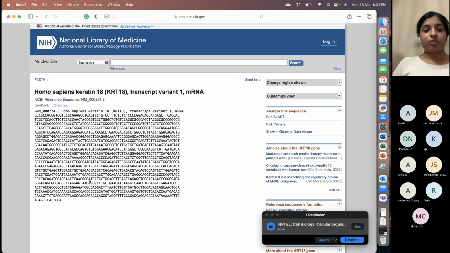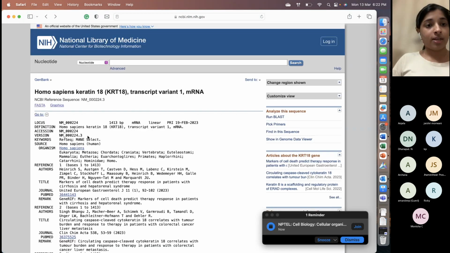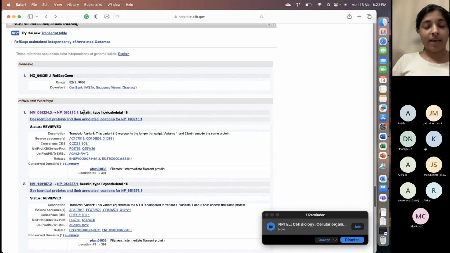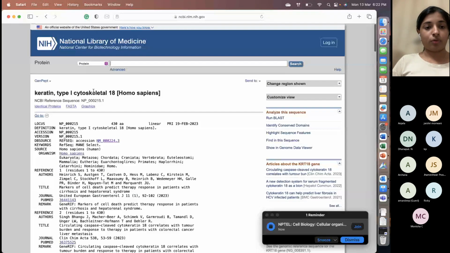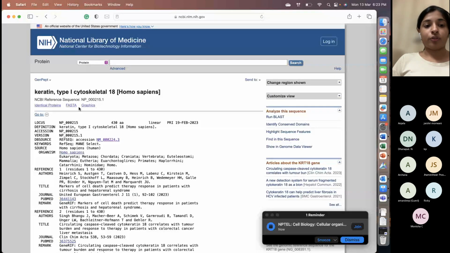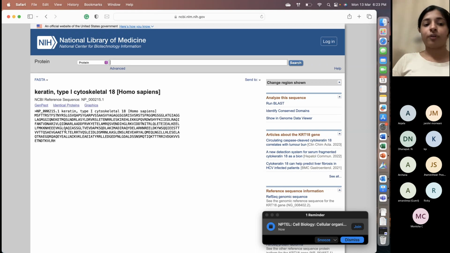So as you can notice, the keratin sequence was longer in the DNA, and a fragment of it has been transcribed into mRNA. Now again, we go back, and this time, if we click on the NP accession number, then again a similar page is opening up, again having all sorts of information about the authors of the paper and the place wherein this protein was characterized from. And again, clicking on FASTA will give you the amino acid sequence.